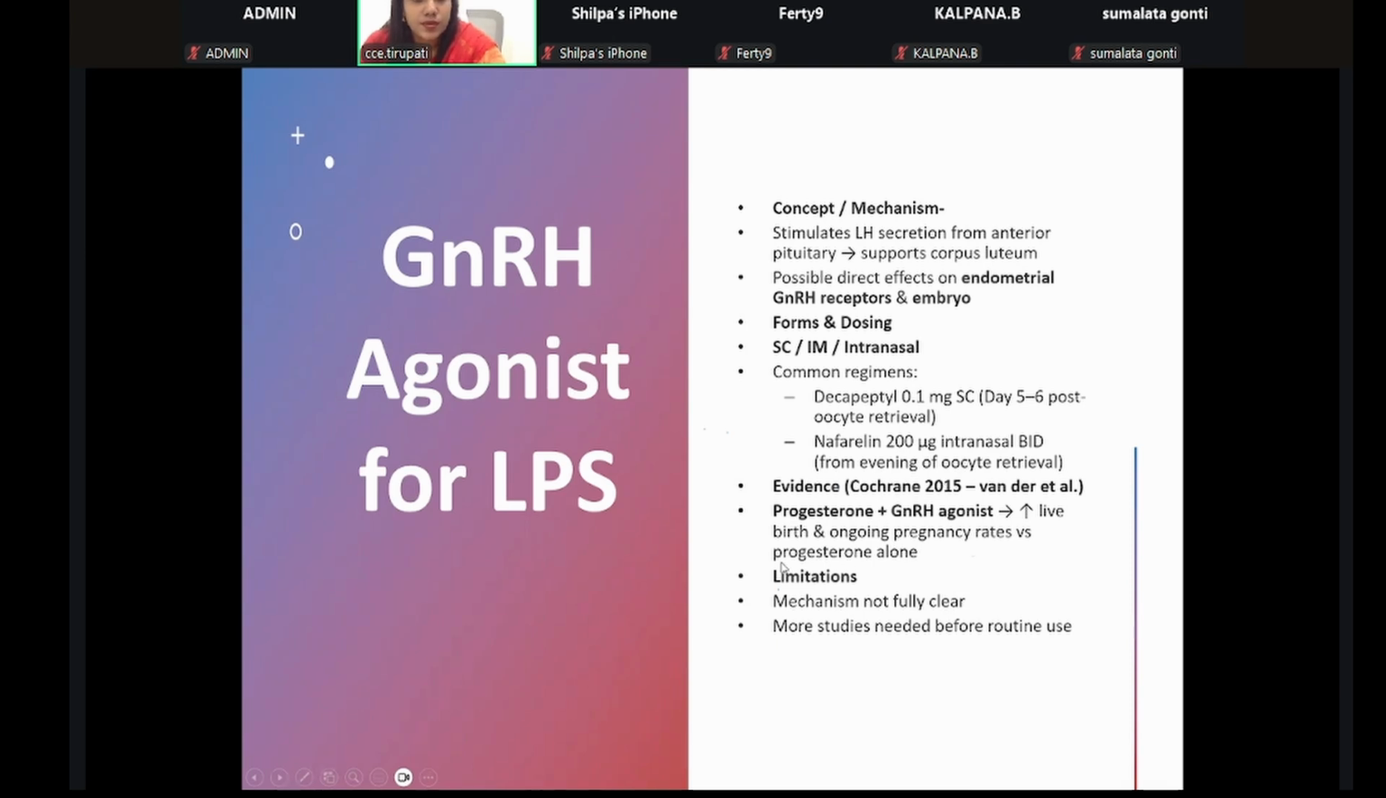Even Cochrane supports the use of agonist for LPS. It has to be used along with progesterone; it increases live birth rate and ongoing pregnancy rates. When compared to progesterone alone, when used with agonist, it improves live birth rates as well as ongoing pregnancy rates. Although the mechanism is not very clear, it has a direct effect on the endometrium, and it binds to GnRH receptors in the endometrium and supports embryo implantation.